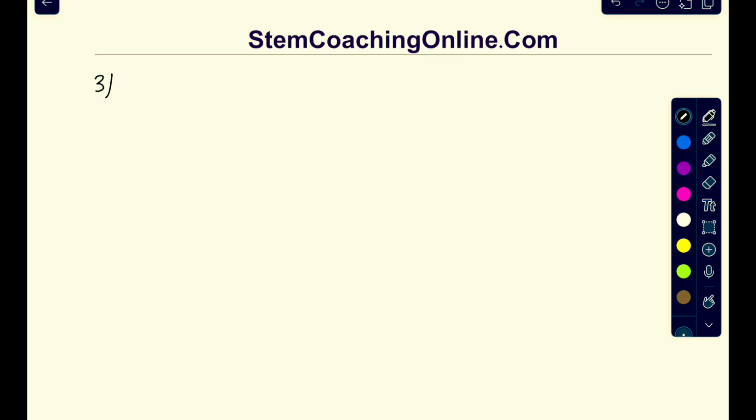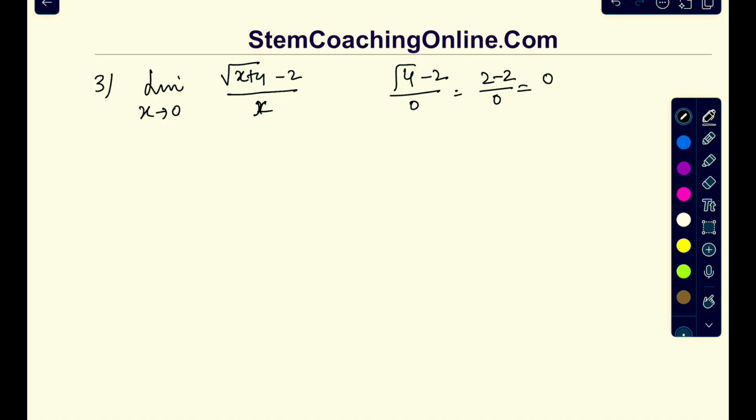In this example, let's say we have the limit as x approaches 0 of square root of x plus 4 minus 2 over x. Again, first thing, try to substitute, and if it works, that's great. But if you substitute here, what do we get? We get square root of 4 minus 2 over 0, which is nothing but 2 minus 2 over 0, or 0 over 0. This is an indeterminate form. We cannot use it. So what should we do?